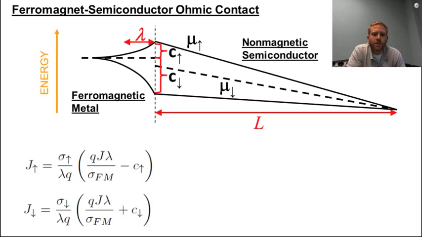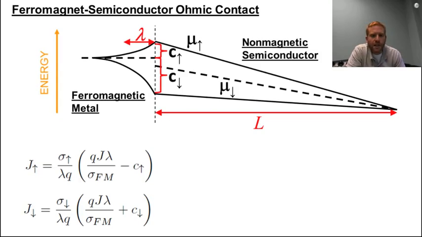Note that there are two important differences between these expressions for the ferromagnet and the ones above describing transport in the semiconductor. First, the spin-dependent conductivities are not equal in the ferromagnet due to their dependence on the asymmetric carrier densities. Second, and as a result, the deviation of the interface electrochemical potentials from equilibrium are not symmetric. In other words, C up is not equal to C down in this figure.